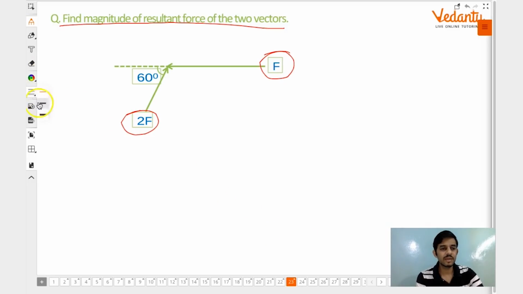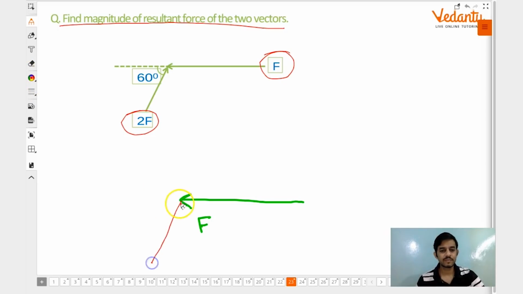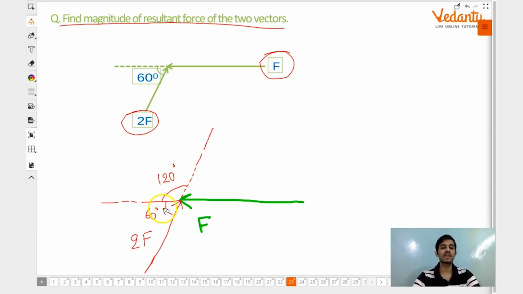Okay, let's see. This is f. इसको हम नहीं छेड़ते हैं. 2f. Let me draw 2f with a different color. Actually, magnitude wise 2f will be of double length. Okay, तो चलो ठीक है, अभी तो let us consider that. And this angle was mentioned as 60 degree. So this angle will be 120 degree.